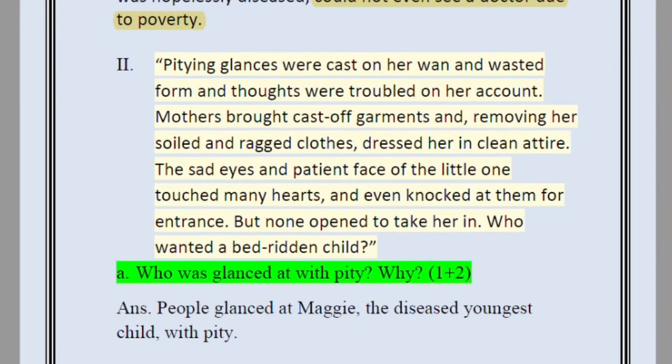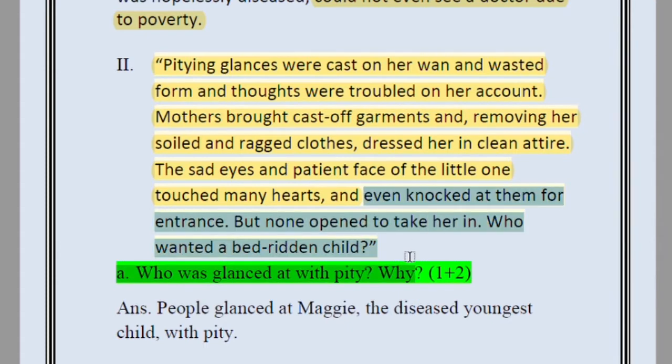Now let's come to the second extract. Pitying glances were cast on her wan and wasted form, and thoughts were troubled on her account. Mothers brought cast off garments, and removing her soiled and ragged clothes, dressed her in clean attire. The sad eyes and patient face of the little one touched many hearts, and even knocked at them for entrance, but none opened to take her in. Who wanted a bedridden child? This portion is the extract.